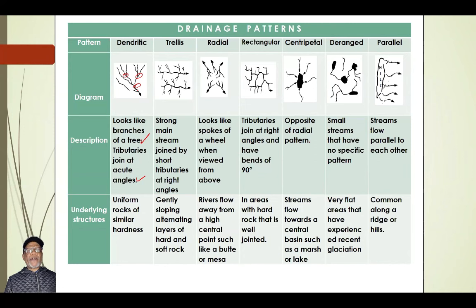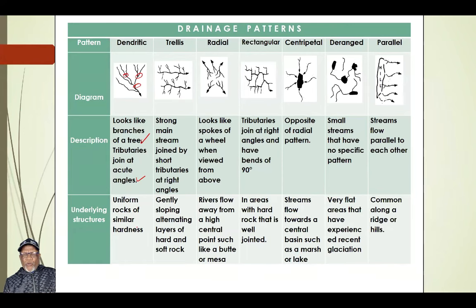And then where do we find dendritic patterns? Where the rocks have got uniform resistance to erosion. They have uniform or similar hardness. So that is your dendritic pattern.